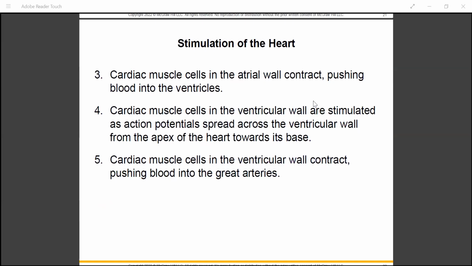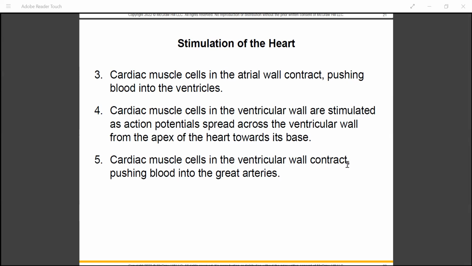That signal is going to travel down through the AV node, then into the bundle of His, and then into our Purkinje fibers, and that spreads it all the way across the ventricular walls. So now our ventricles are going to contract, and that's what pushes blood into our great arteries, which are the pulmonary arteries and our aorta. So the atria and ventricles kind of contract together. It's not like the right side goes first and then the left side goes first.